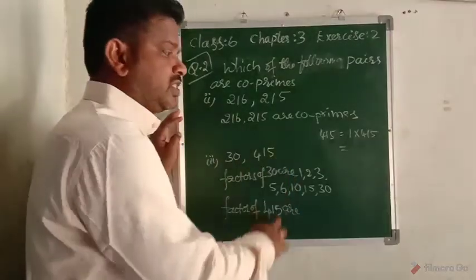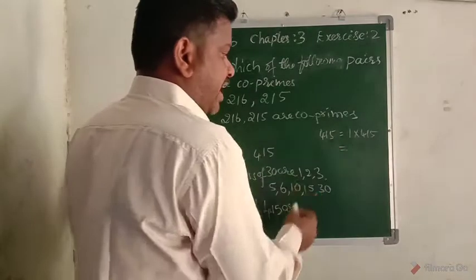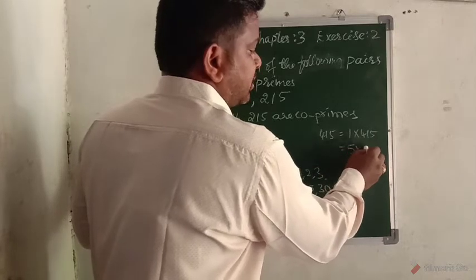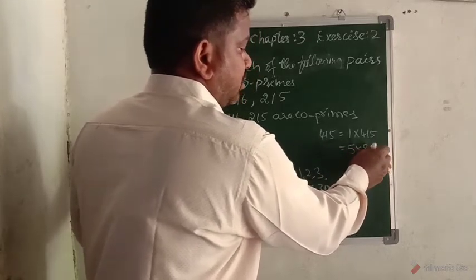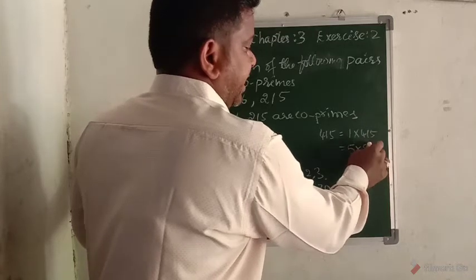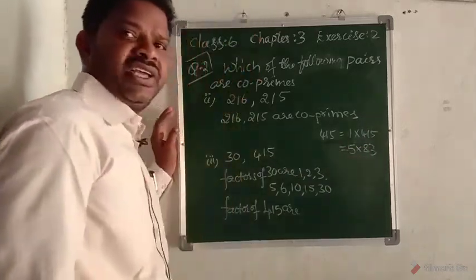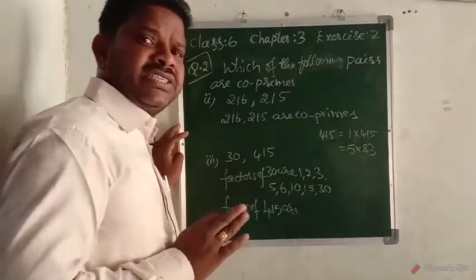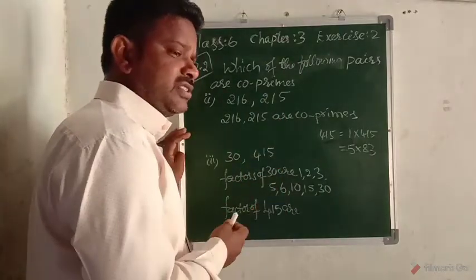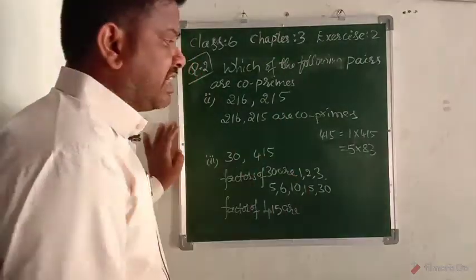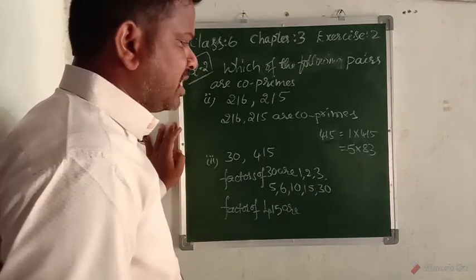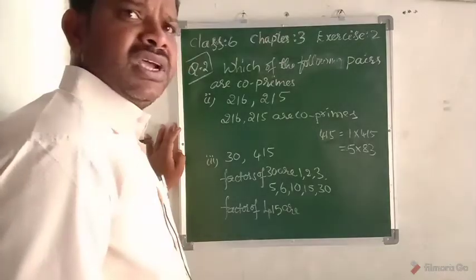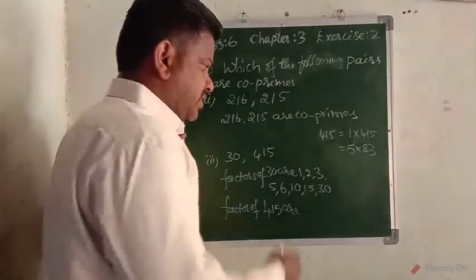Next, 4 is not divisible. 5, definitely it will divide, because in the units place it is a 5. So 5 times 83. Then 6: only a number divisible by both 2 and 3 is divisible by 6. But there is no 2 and 3 as a factor, so 415 is not divisible by 6. Next 7: divide 415 by 7. 7 fives are 35, 65. No, it is not divisible by 7. Then 8 is also not divisible.